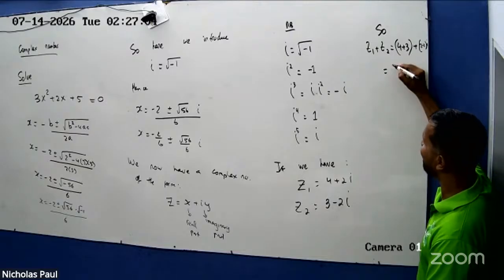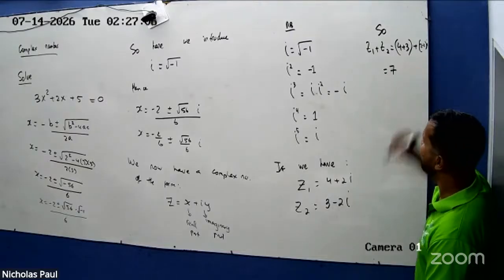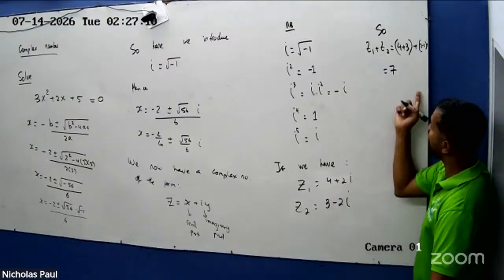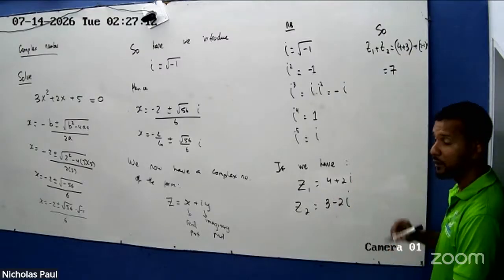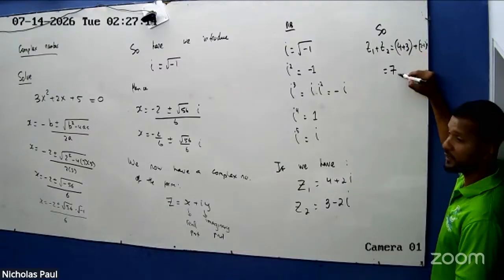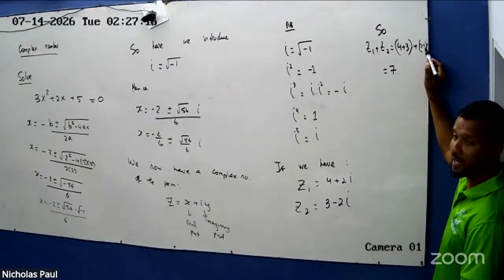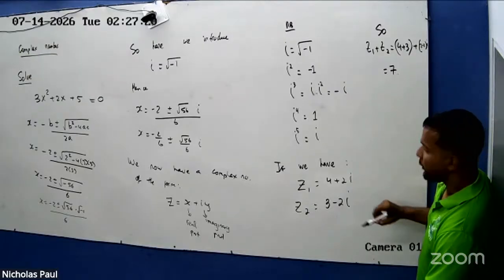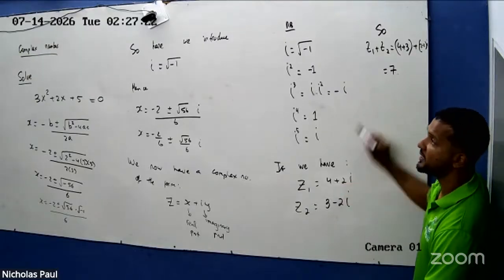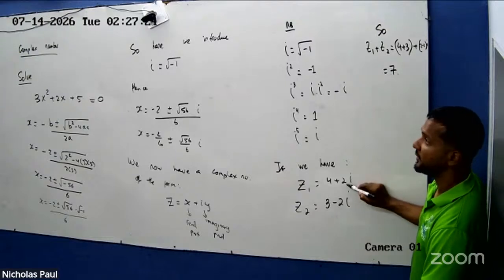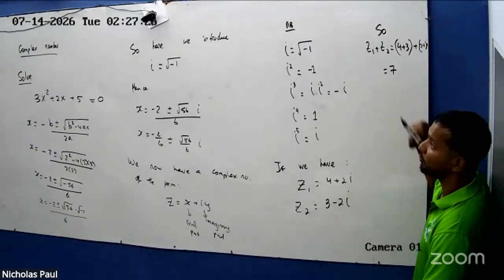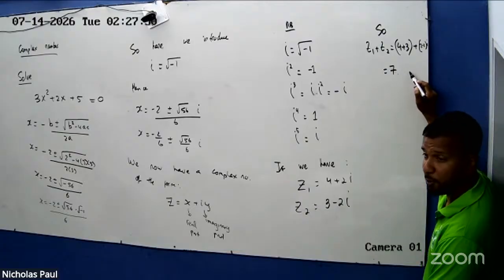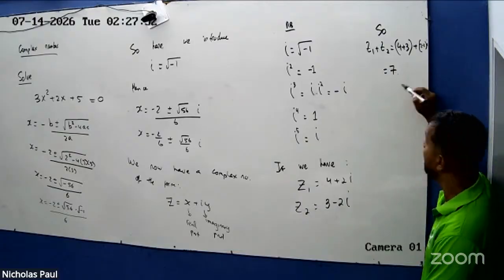You will get 4 plus 3 is 7. 2i minus 2i is 0. So the number is 7 and this cancels. So it simply means 4 plus 3 is 7, positive 2i minus 2i is 0. So there's no imaginary part here. You recognize that? There's only a real part.